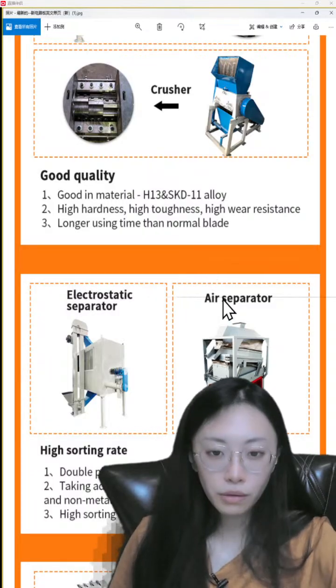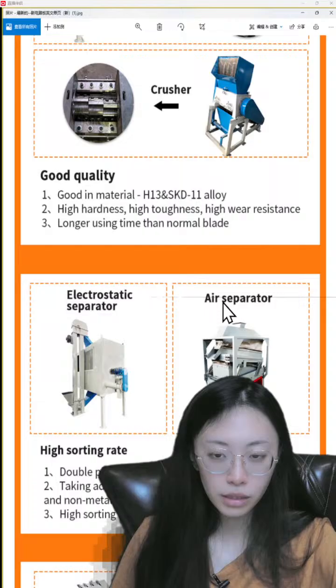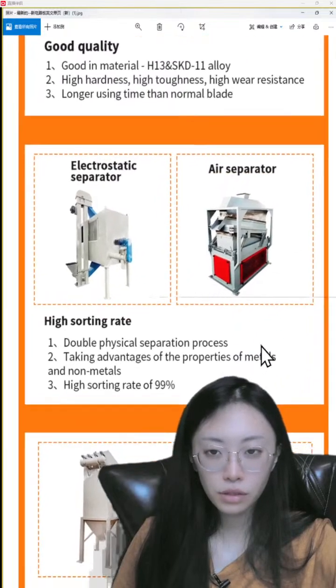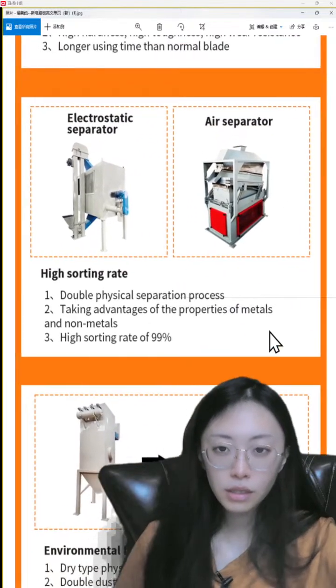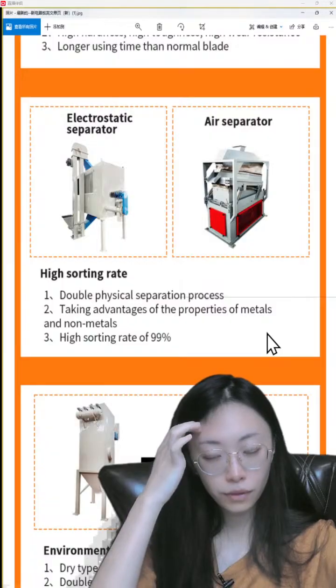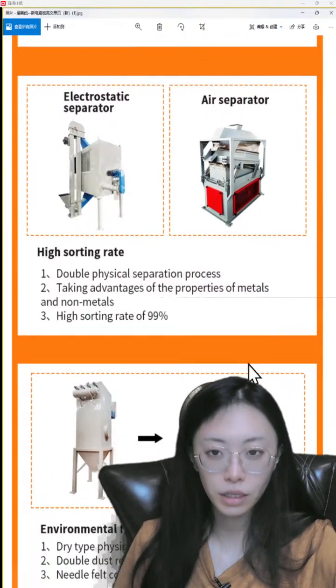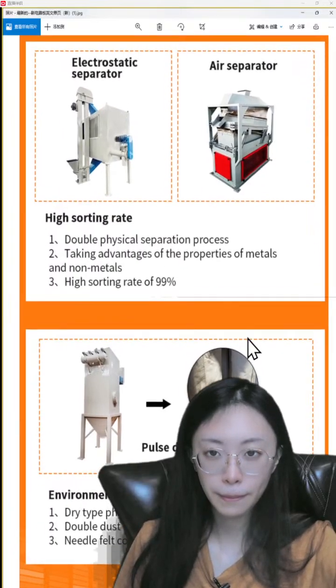For the crusher, actually the blades are spare parts, and the screen is also a spare part. So they will have a large consumption. So getting good quality blades and screens is very important. It can save your consumption.